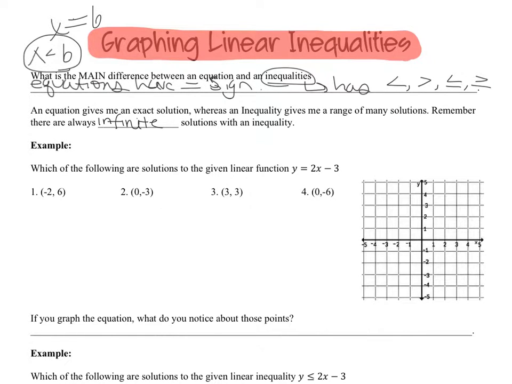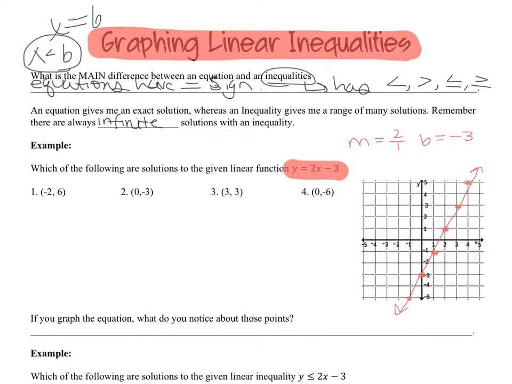So let's look at this first problem. It says, which of the following are solutions to the following linear function? I want you all to ignore that for right now. I want you to look at this equation right here. Y equals 2x minus 3. Can I graph that? Well, I hope I can. So if I were to graph this, what would m equal? 2 over 1. What would b equal? -3. So I'm going to plot -3. And then I'm going to go up 2 over 1, up 2 over 1, up 2 over 1, up 2 over 1. And I'm then going to very nicely connect my dots.